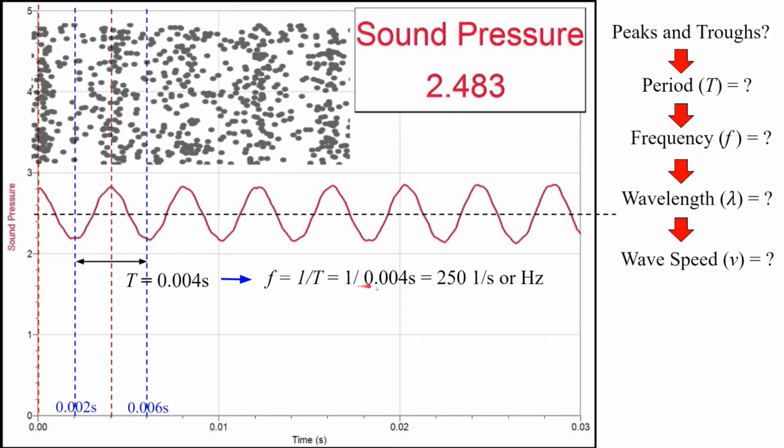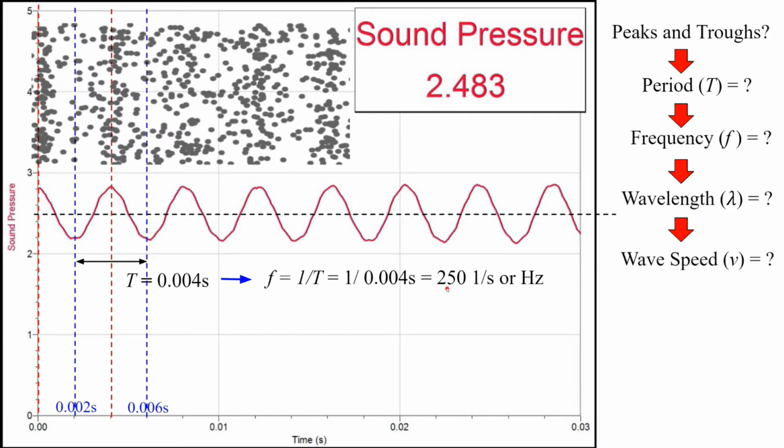So we take 1 divided by 0.04 seconds, and we get about 250 inverse seconds for the units. And remember, an inverse second is the same thing as a cycle per second, which is what a hertz is defined as. And so the frequency of the periodic wave created by the tuning fork, which is the frequency of the sound wave, is about 250 hertz. And why does the sound wave have that particular frequency?